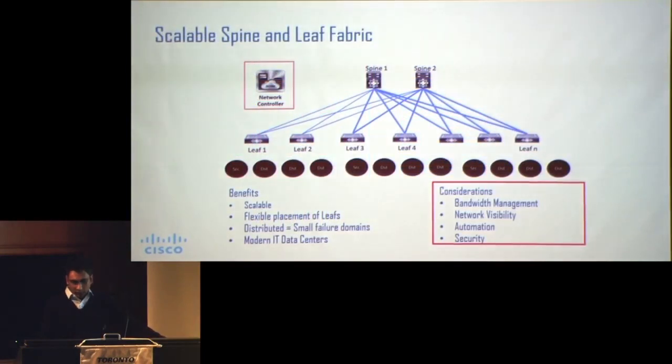So I know we talked about the benefits in a spine leaf kind of architecture, but what are the key considerations that you have to take in that kind of deployment? As I said earlier, one thing is bandwidth management, right? With PIM ECMP, you can oversubscribe the links. That way, you need to have bandwidth awareness in your fabric so that oversubscription is not a problem. Another one is network visibility.